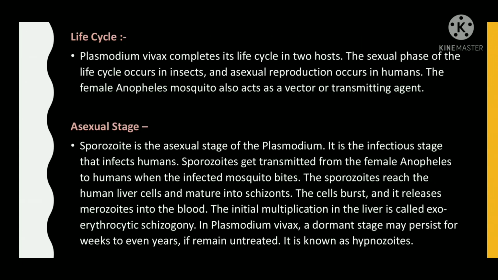Life cycle of Plasmodium vivax. Plasmodium vivax completes its life cycle in 2 hosts. The sexual phase of the life cycle occurs in insects and asexual reproduction occurs in humans. The female Anopheles mosquito also acts as a vector or transmitting agent.